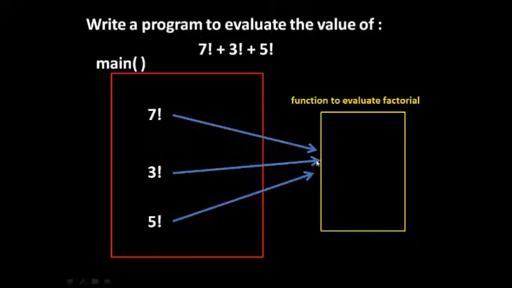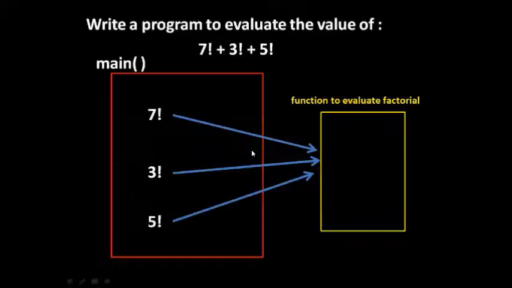of a given number. You will define a function within the C program. That function will evaluate the factorial of a given number. So within the main function of the C program, whenever you need to evaluate 7 factorial, you will simply call that function, which will evaluate the factorial of a given number. Here this function will evaluate the factorial of 7.